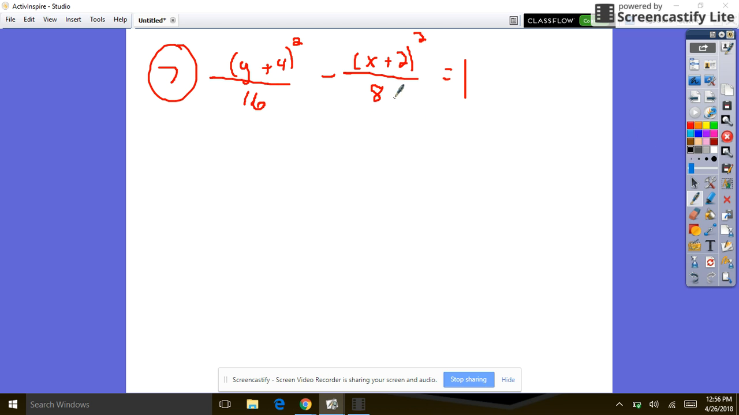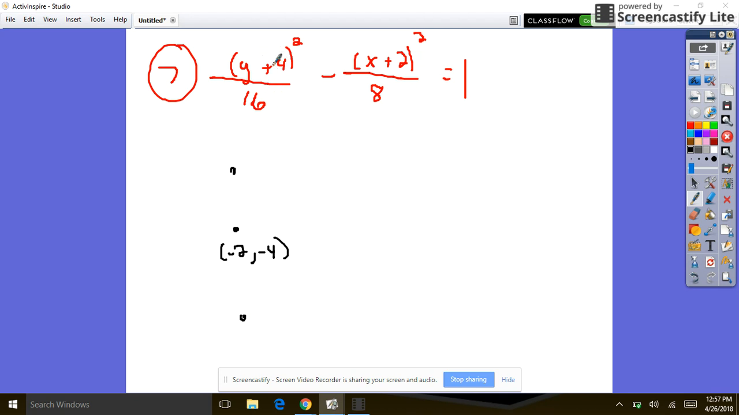All right, let's graph it. So we're going to do, you know what the center is? It's going to be here. Is it negative 4? Negative 2, negative 4. That's your center. I'm going to go up and down something.